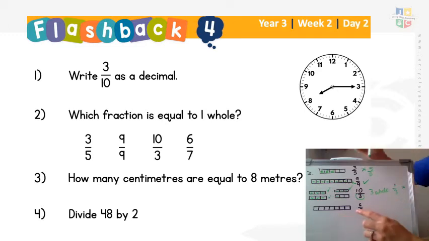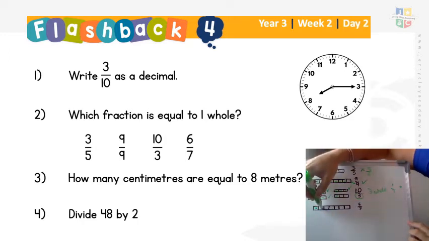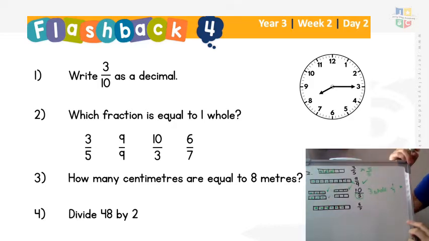And the last one, I've got 7 parts, so I've drawn my 7 parts. I'm going to shade my 6 because that's what it says. Is it equal to a whole? No, it isn't, because my numerator and my denominator are not the same, and for it to be a whole they would have to be the same.